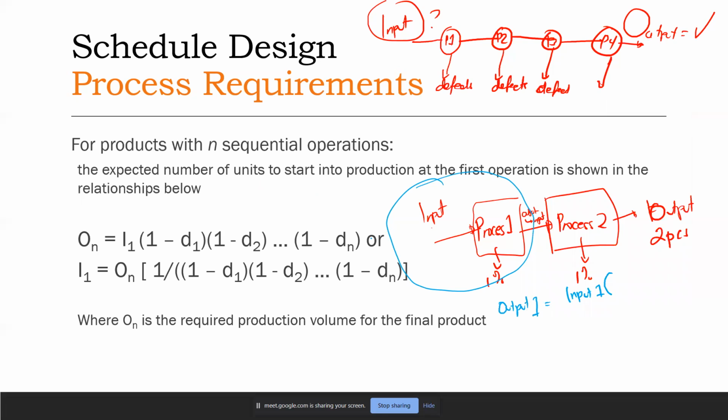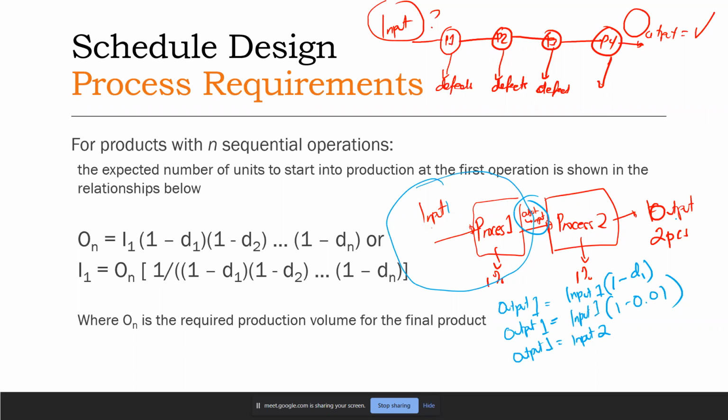Okay, then 1 minus defective sub 1. So, kung ilalagay natin dito, wala tayong input sub 1, hindi pa natin alam. So, input sub 1 times 1 minus 0.01. Okay, so you have the output sub 1. Then that output sub 1 ang gagamitin natin as input for the process 2. So, kumbaga, ang output 1 ay equal sa input sub 2.